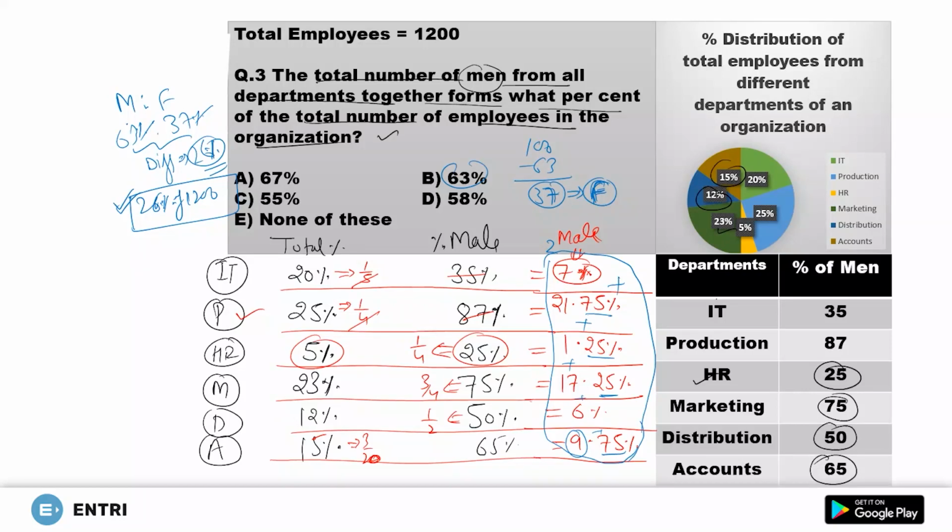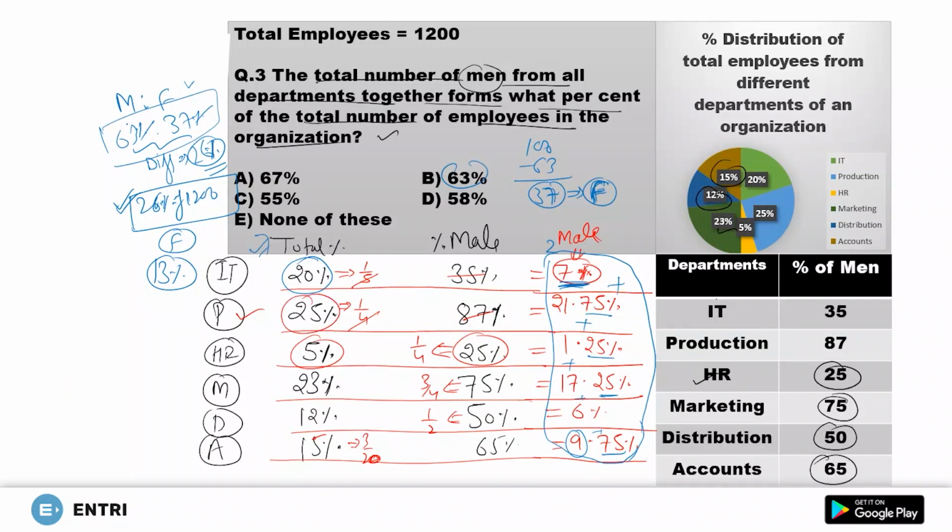Okay. So by solving this question, you already found out the male and female ratio, total number of female, the difference between male and female. So this concept is very important. Suppose you have to find number of female in IT department. You will say total there are 20. Out of those 20, 7% are male, then 13% will be your female.